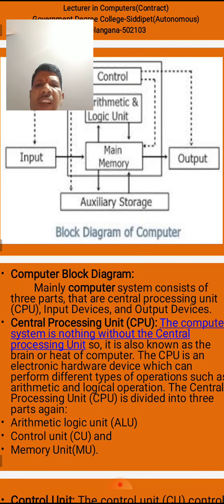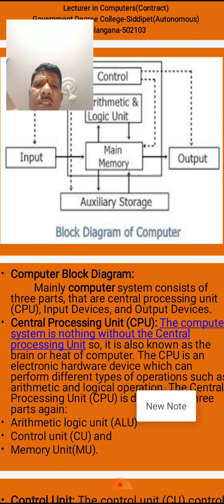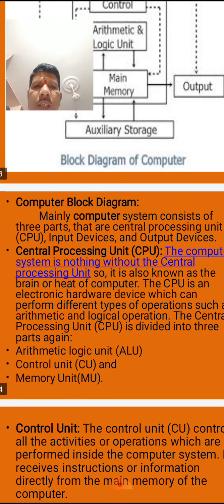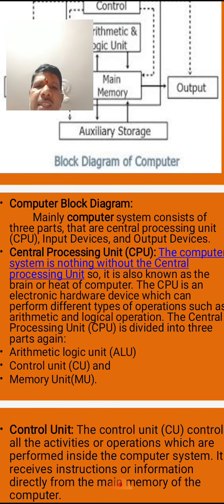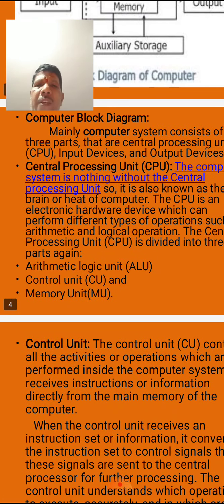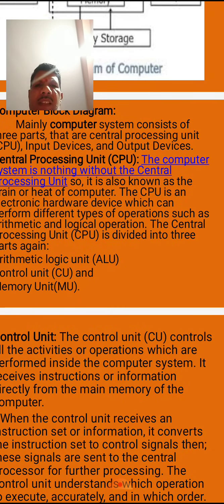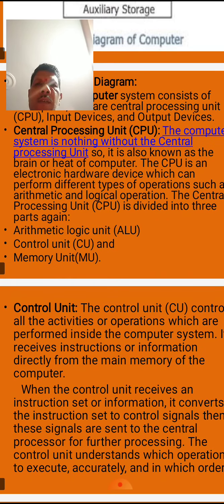The CPU is an electronic hardware device which can perform different types of operations such as arithmetic and logical operations. So it is divided into three parts, that is arithmetic logic unit, control unit and memory unit. CPU has mainly three parts: arithmetic logic unit, control unit, memory unit. We will discuss one by one.